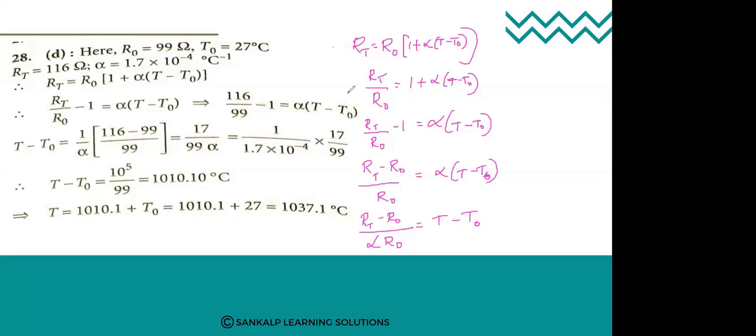So T minus T naught will be 1010.10 degrees Celsius. Plus 27 means it will be 1037.1 degrees Celsius. That will be option D. So simplification, I already told you, is the only complication here. Many times, based on this formula, questions will come in the board exam as well as in the CET.